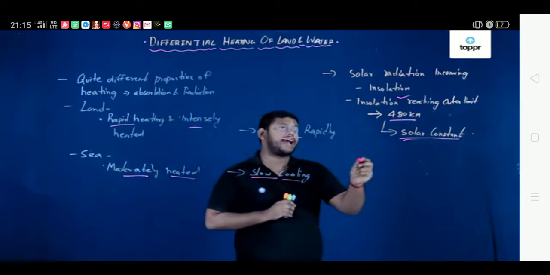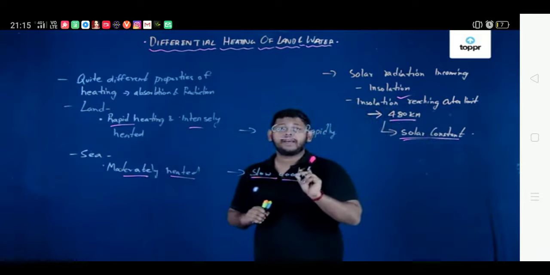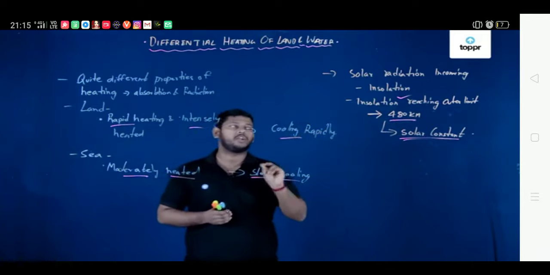Solar constant can be defined as the insolation reaching the outermost part of the atmosphere, which is at 480 kilometers.